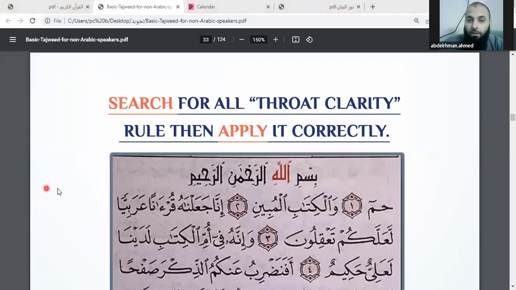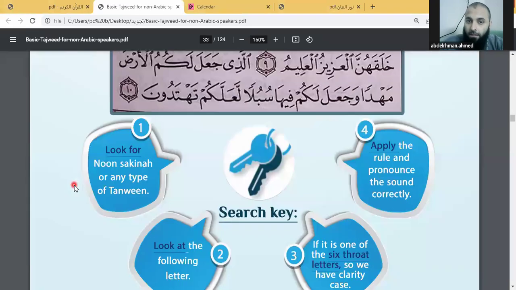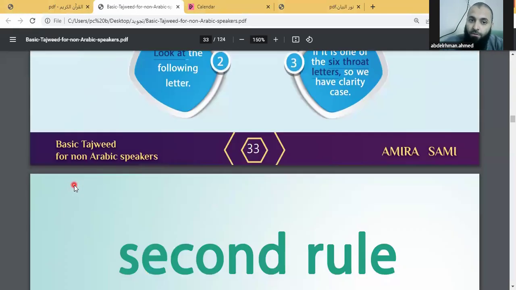Clarity. That's enough for this lesson. Inshallah, next lesson we will study the second rule. Jazakum Allahu khayran.